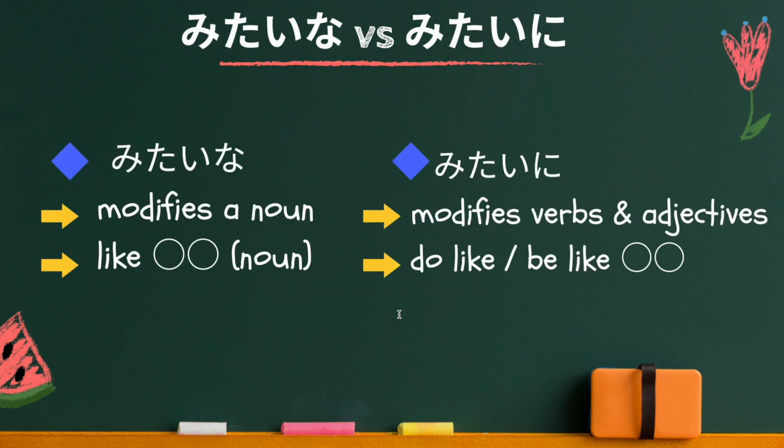So, the difference between みたいな and みたいに is this. みたいな modifies a noun and it means like a noun. On the other hand, みたいに modifies verbs and adjectives, meaning to do like something or be like something. That's the difference between みたいな and みたいに.